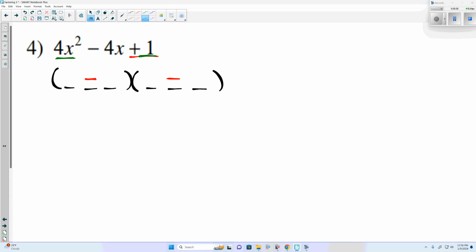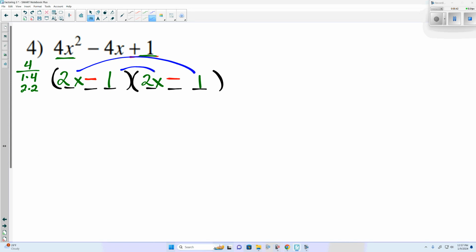Next step is look at the factors of the first and third term. So our 4x squared and 1. With 4x squared, we would have x and x, because that's the only way we do get x squared. Now our factors of 4 are 1 and 4 or 2 and 2. Which one do we want to try first? 2 and 2. Now the factors of the third term, factors of 1, well, there's only one set of factors for 1, which would be 1 and 1.